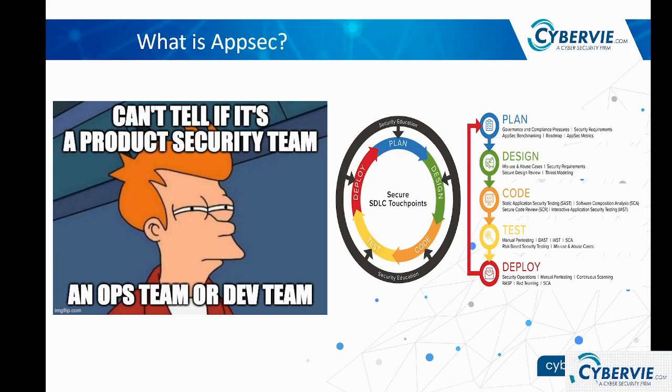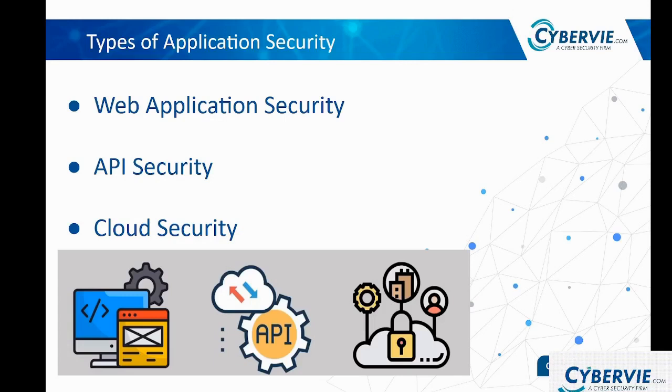So if you see someone in a company who is writing code while talking about security or operations, and you are not sure who the person is, then you can be sure this person might be from the AppSec team. Now let's look at the types of application security. Three major topics need to be discussed: web application security, API security, and cloud native security.